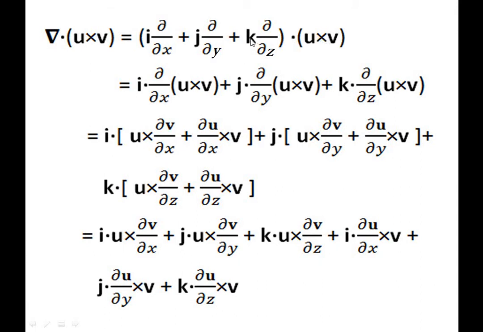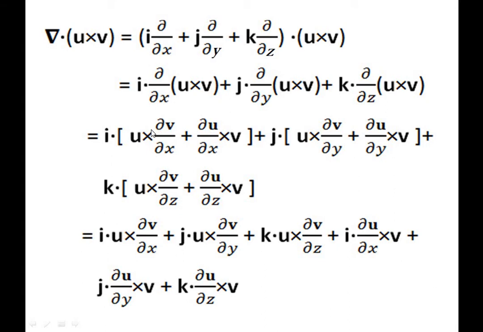Then taking the dot product of this vector and this vector, we get i dot ∂/∂x of u cross v plus j dot ∂/∂y of u cross v plus k dot ∂/∂z of u cross v. Next we want to take the partial derivative of u cross v with respect to x, with respect to y, with respect to z. We already studied how to take the partial derivative of a cross product, similarly for a dot product.